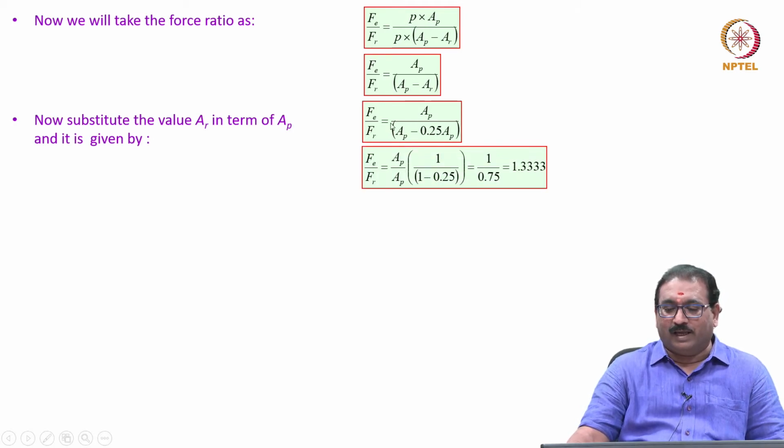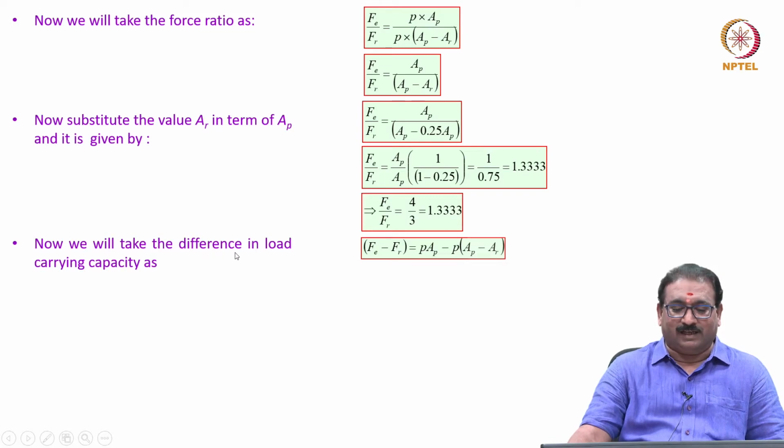Now take AP outside, AP gets cancelled, and 1 divided by 0.75 is equal to 1.333. Then what is the meaning here? Fe by Fr equals 4 by 3. This is 1 by 0.75, which equals 4 by 3, which is nothing but the same.